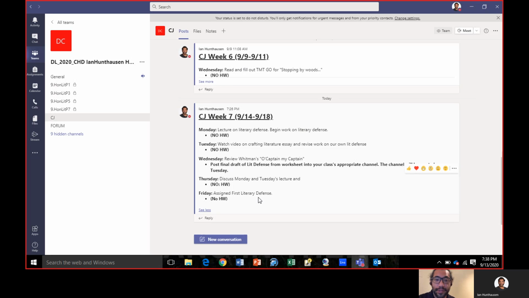And again, everything we've done. So this graphic organizer is going to be really helpful. The literary defense practice worksheet and today's lecture and tomorrow's video should all help you get a little bit of confidence in writing this. So don't overthink it. We'll get there. But with that, let's go ahead and get into what we're doing today.